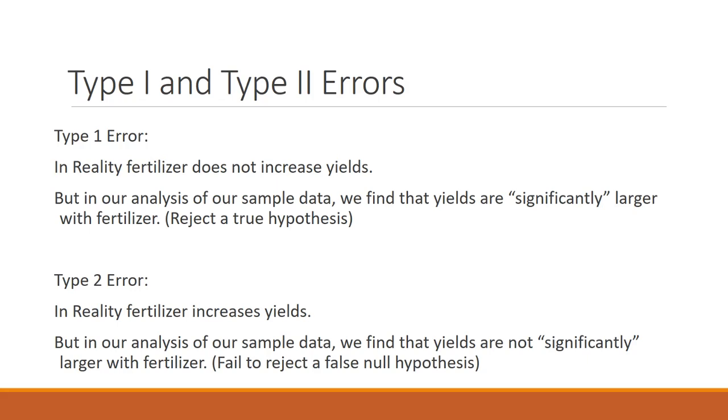This is type 2 error. This is also bad. We don't like this either. We don't want to discover that fertilizer or whatever doesn't impact yields, and then no one goes and invests in it because they think it doesn't work, when in reality, it could have worked. So we don't like type 1 error, and we don't like type 2 error.